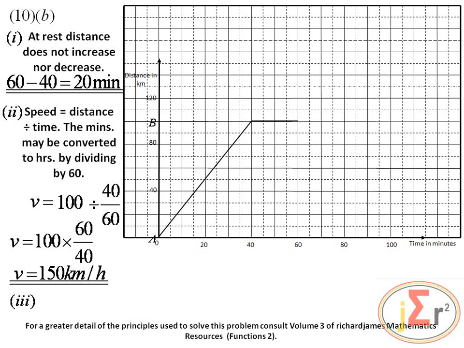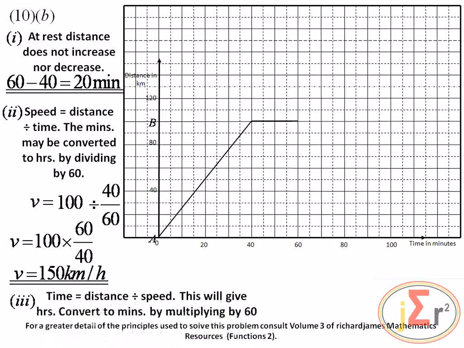So we know the speed and we know the distance. We need to calculate the time. And it said that we need to determine the time in minutes. But of course we have the speed in kilometers per hour and we have the distance in kilometers. So time is equal to distance divided by speed. This will give hours. So the time will be in hours.